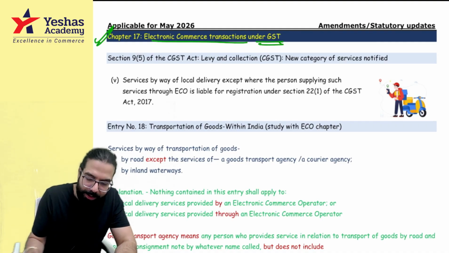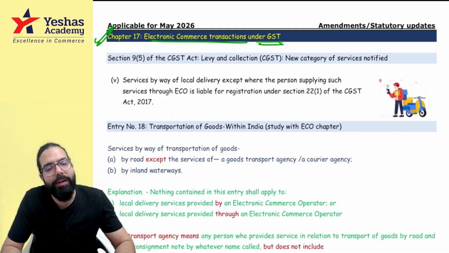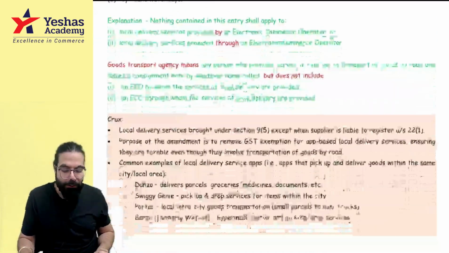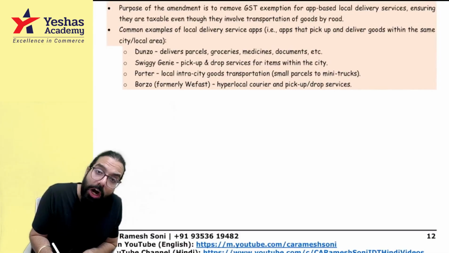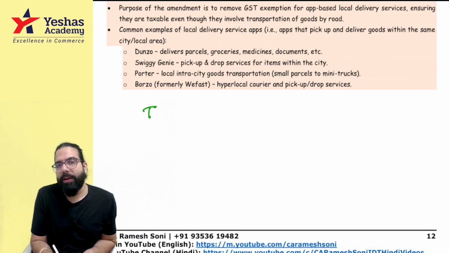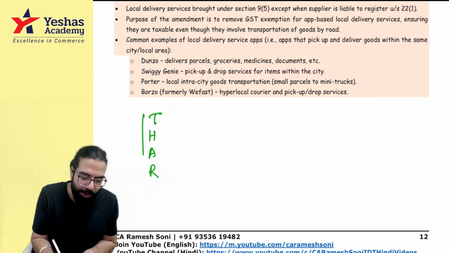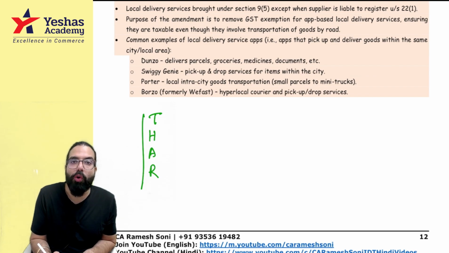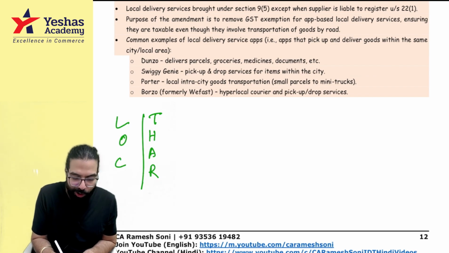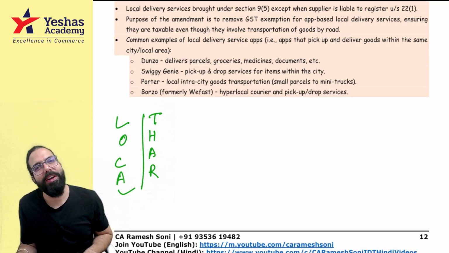E-commerce transactions under GST. We had spoken about section number 9.5. Can you tell me, sir, what were the services in section number 9.5? Transportation of passengers by road, housekeeping, accommodation, restaurant. Along with this, they have added one more point, which is local delivery service. So we call it local THAR. Local delivery services are also brought under section number 9.5.